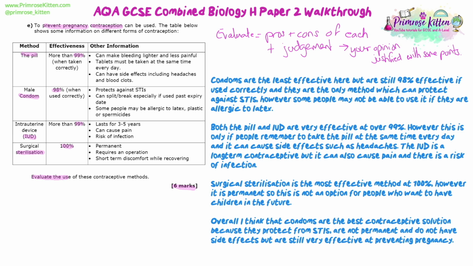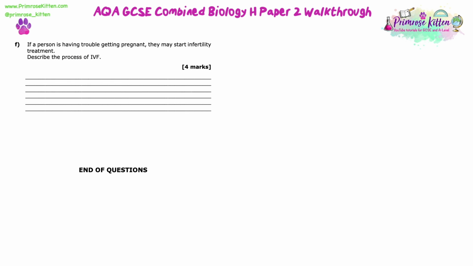There we go. And I've given a judgment on condoms. So I've given the best things that I have about them, comparing them to the others. So they're the only one that can protect against STIs. They're not permanent, like sterilisation. They don't have side effects, like the pill. And they're very effective at preventing pregnancy because they're still 98%, which is still a lot. Okay, so there's my 6-marker paragraph, and that's how I've written it. We'll go through the mark scheme as well so we can see what we actually get marks for.